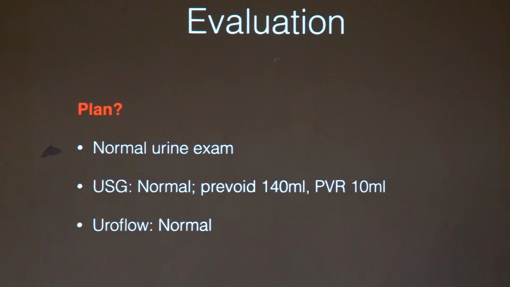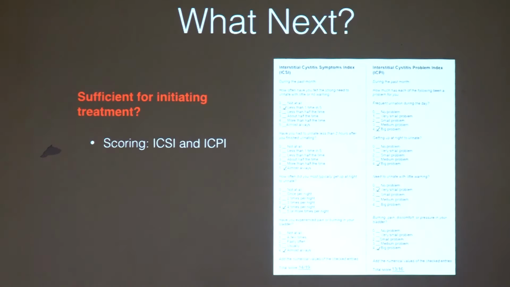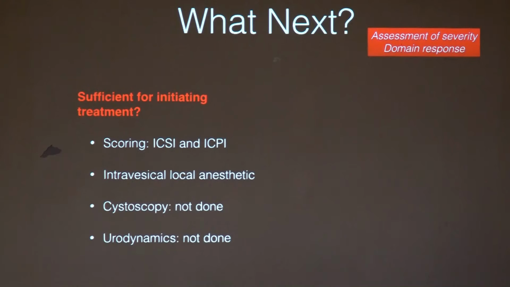So what's the plan? This woman had a normal urine examination. Her ultrasound was normal. A uroflow was done and was normal. So what next? Do you think this is sufficient for initiating therapy in our patient? Yes. If we go by the guideline which was mentioned by Dr. Subnis, we require cystoscopy. I was about to come to that. Would you always do a cystoscopy at this stage? No, not at this stage.